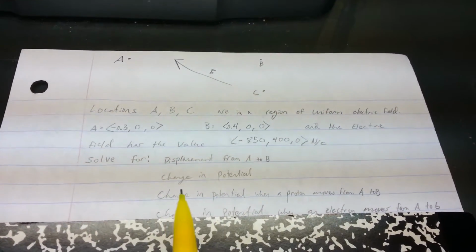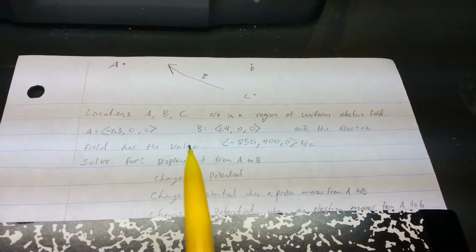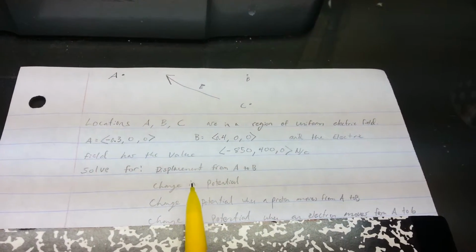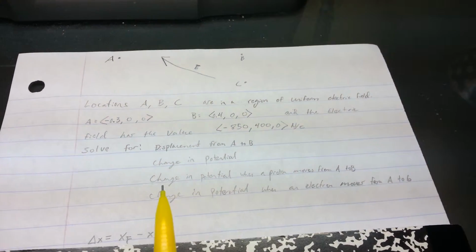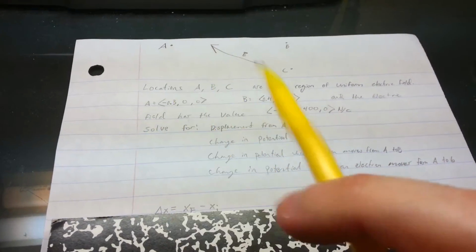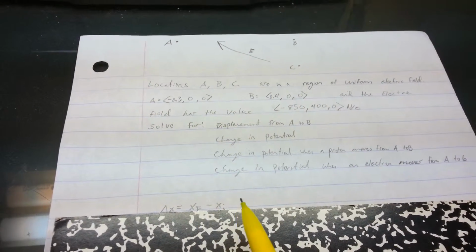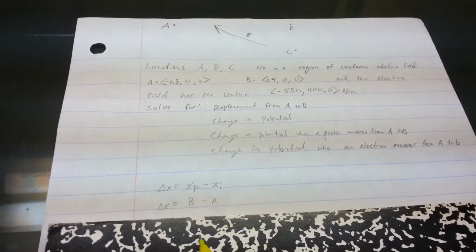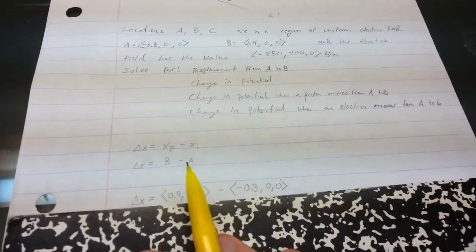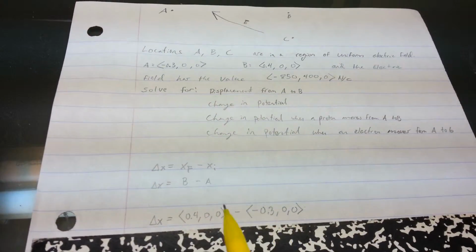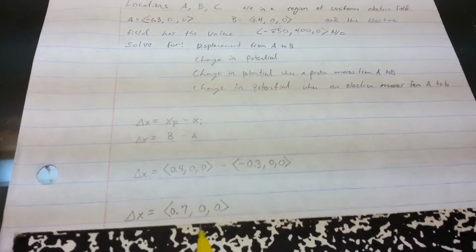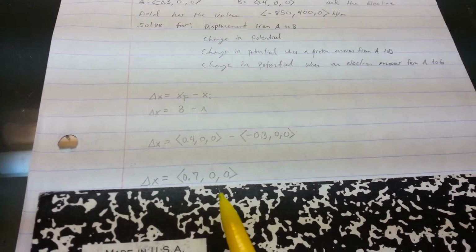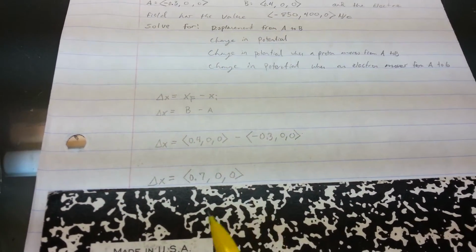First, the displacement. That's pretty easy. That's from Physics 1. That's x final minus x initial. Since we're moving from A to B, we'll plug in B for final and A for initial, and then just plug in these vectors. Distributing these negatives gives us (0.7, 0, 0).